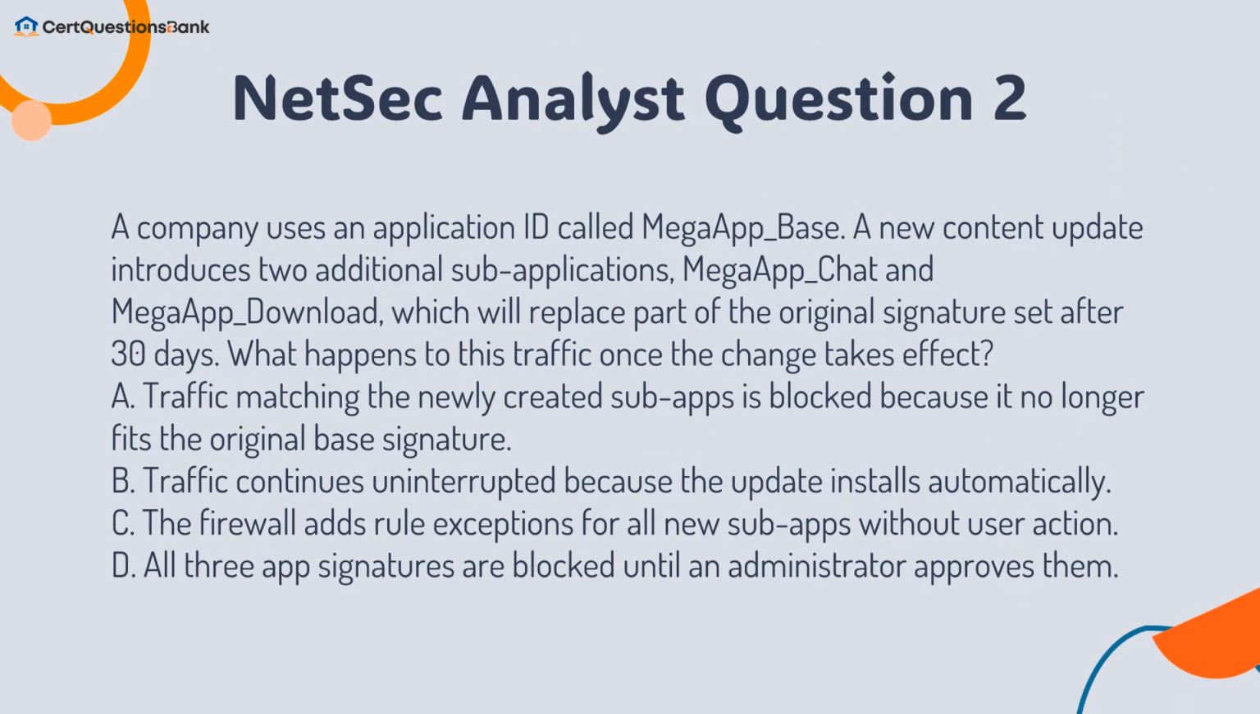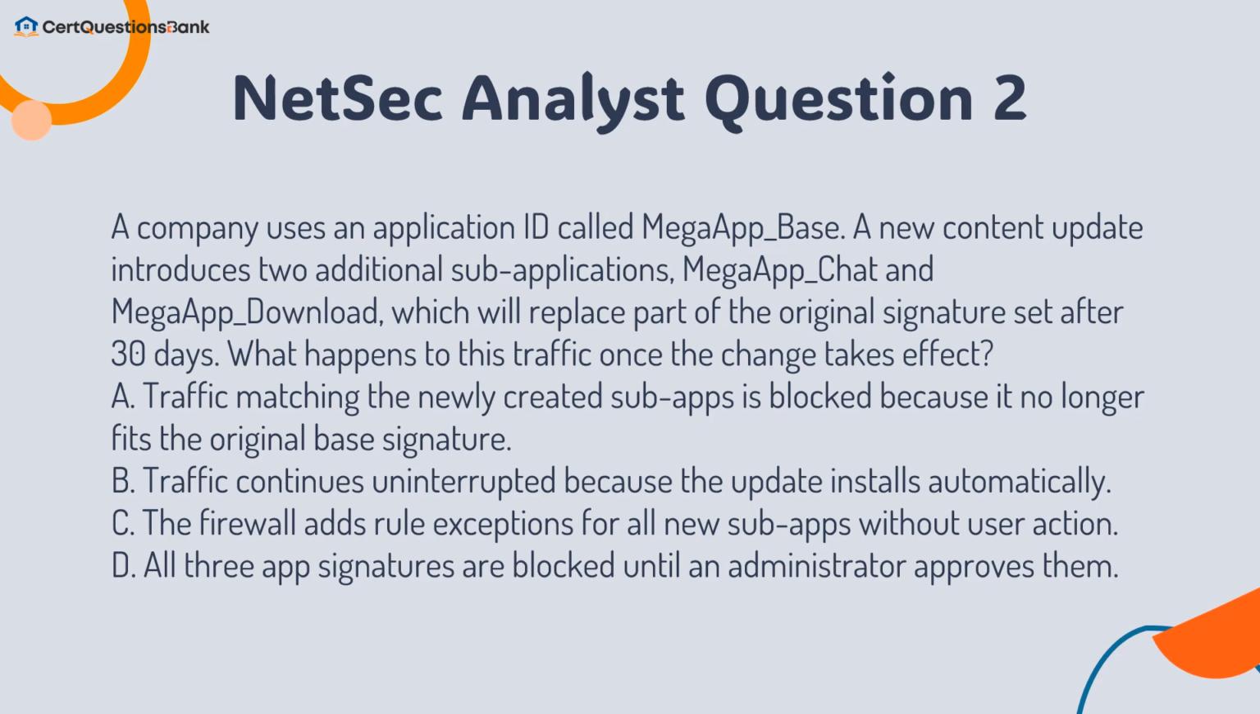A company uses an application ID called mega-app_base. A new content update introduces two additional sub-applications, mega-app_chat and mega-app_download, which will replace part of the original signature set after 30 days. What happens to this traffic once the change takes effect?